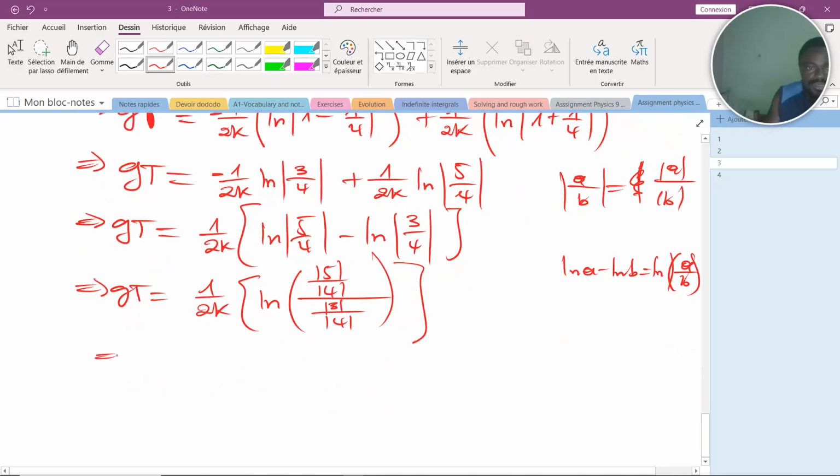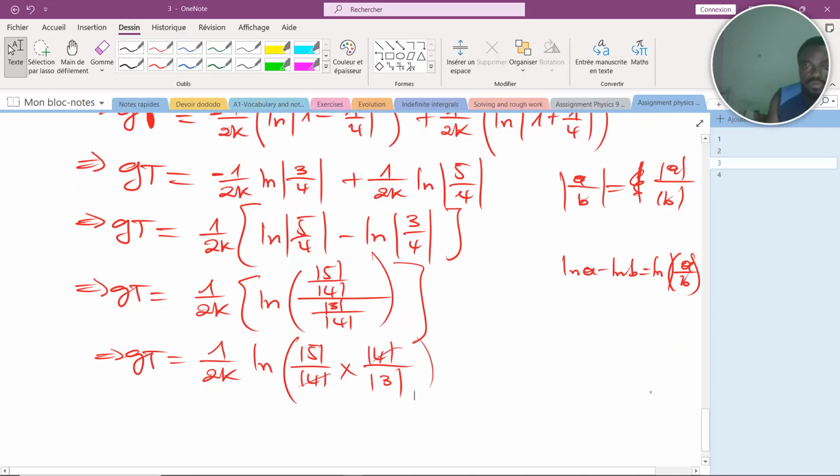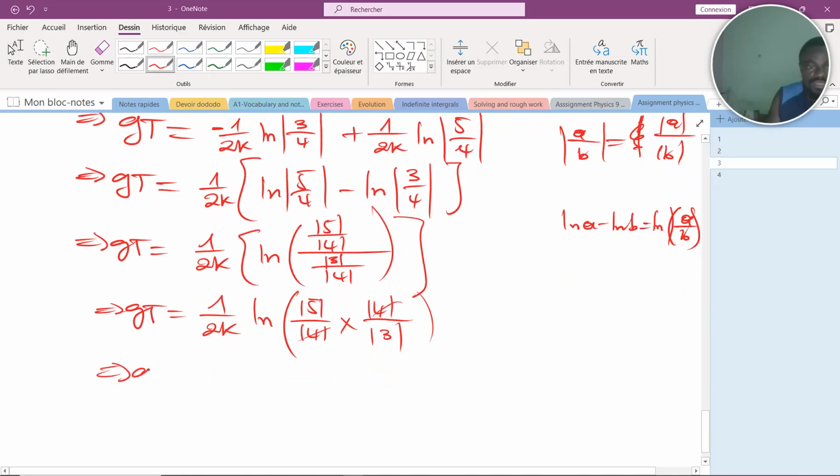So this implies gt will be equal to 1 all over 2k ln of the absolute value of 5 all over the absolute value of 4 times the absolute value of 4 all over the absolute value of 3. So this one and this one are going to go out, and we shall be left with gt being equal to 1 all over 2k ln of the absolute value of 5 all over the absolute value of 3, because this gives absolute value of 5 all over absolute value of 3. And using this property, we know that absolute value of A all over absolute value of B is equal to the absolute value of the whole A on B.